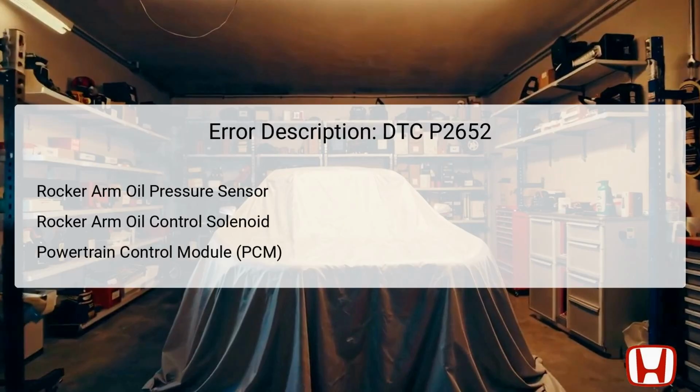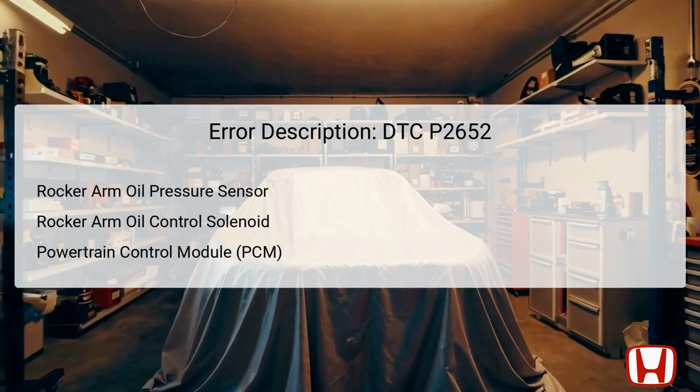The DTC P2652 affects several critical components within the engine's VTEC system. Central to this is the rocker arm oil pressure sensor, located near the rocker arm oil control valve, which monitors the oil pressure within the rocker arm mechanism. The function of this sensor is crucial. It sends signals to the PCM to indicate whether the oil pressure falls within the acceptable range.